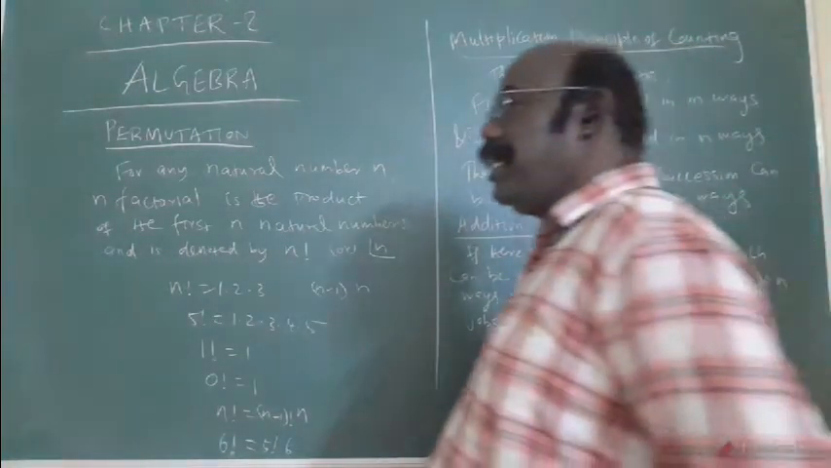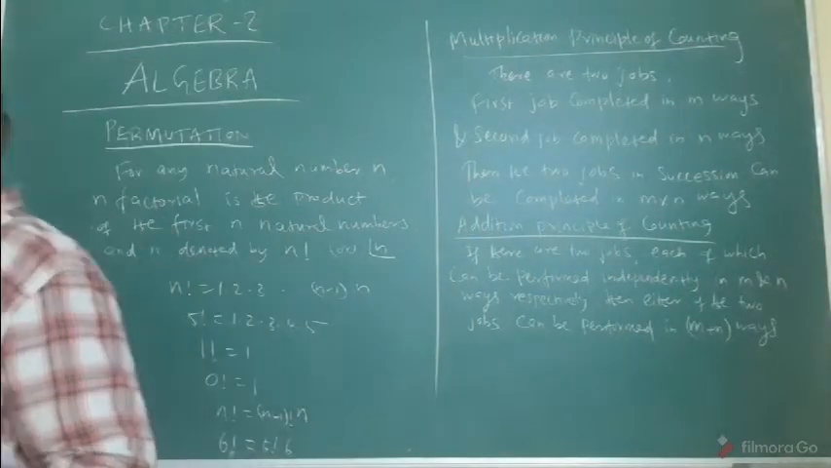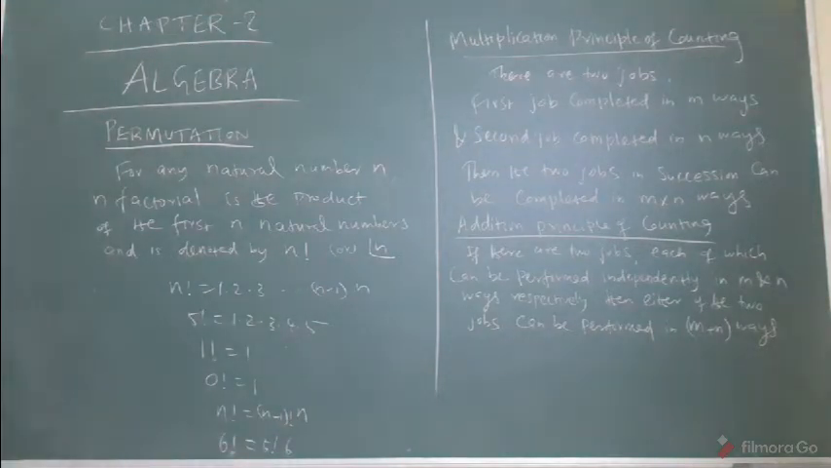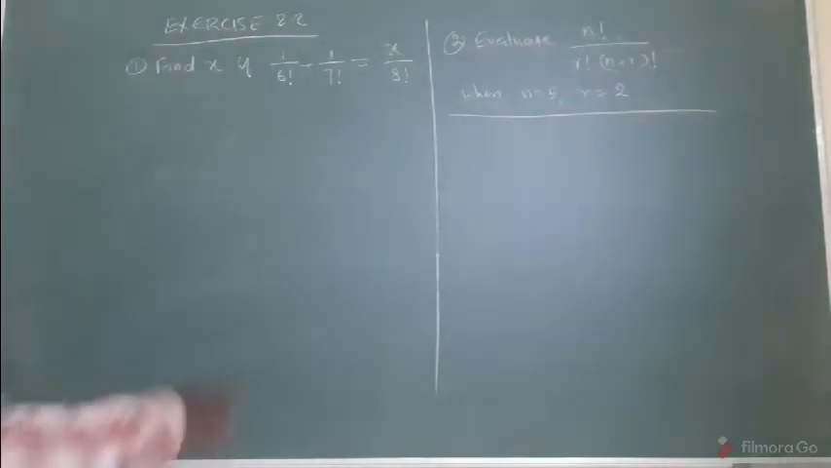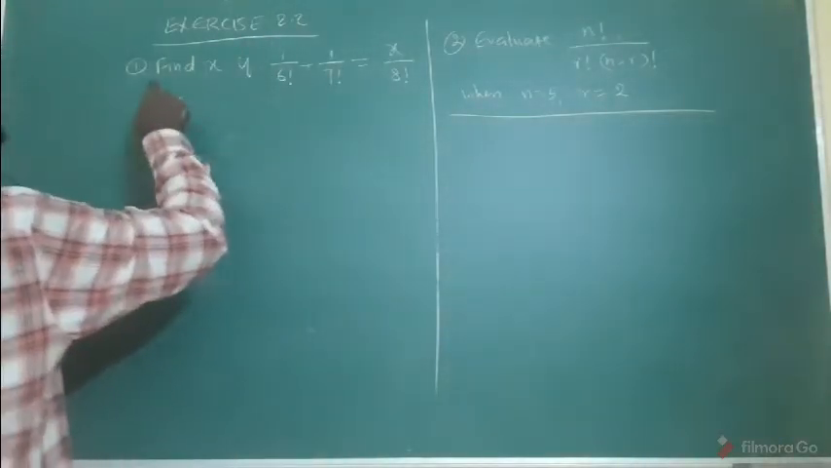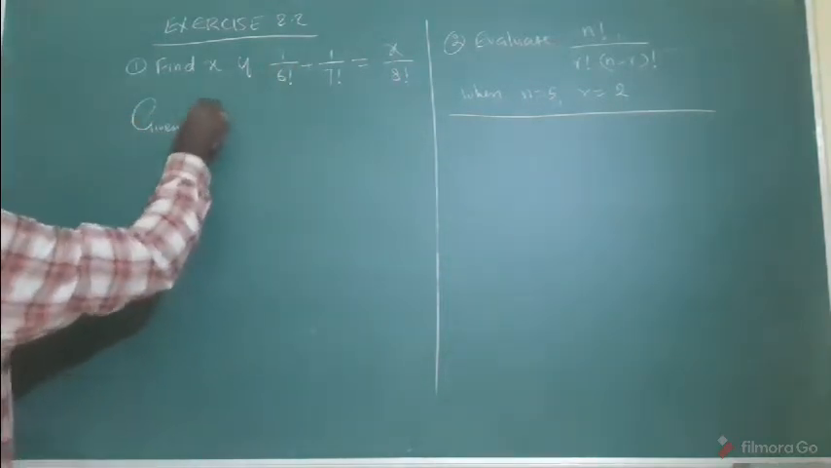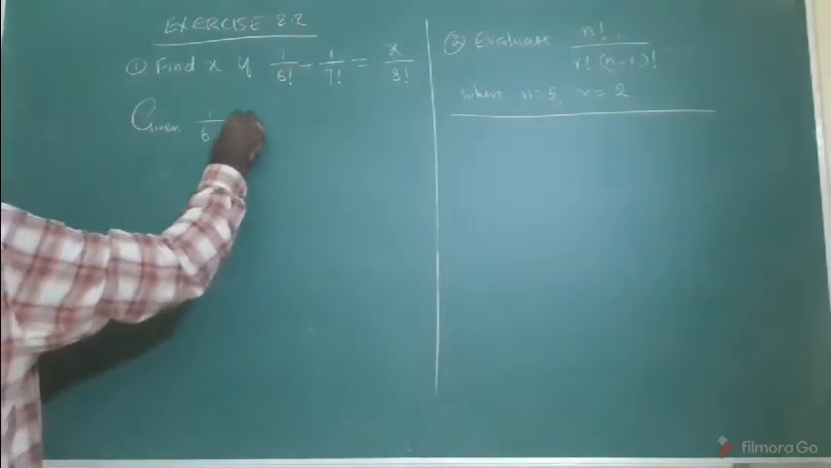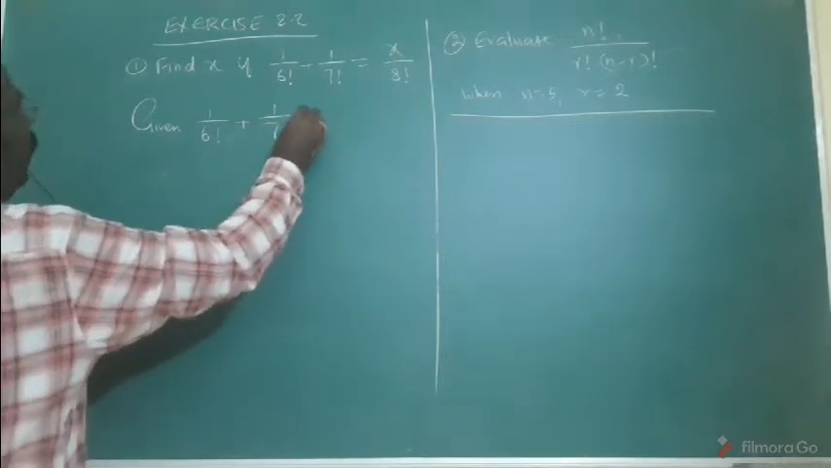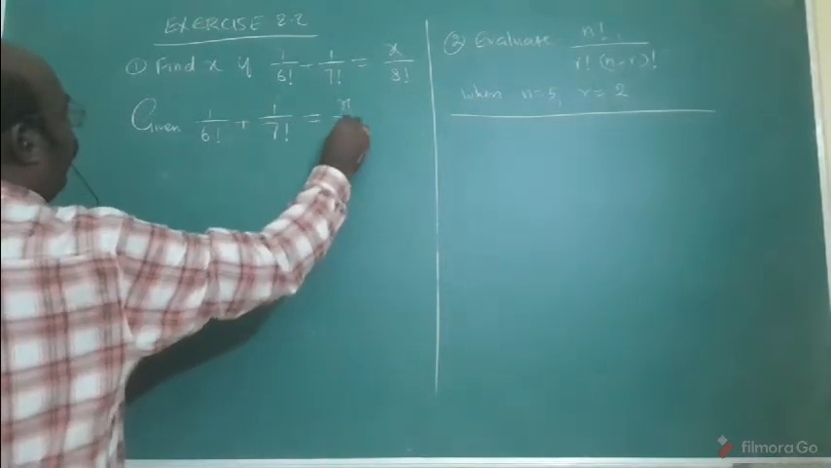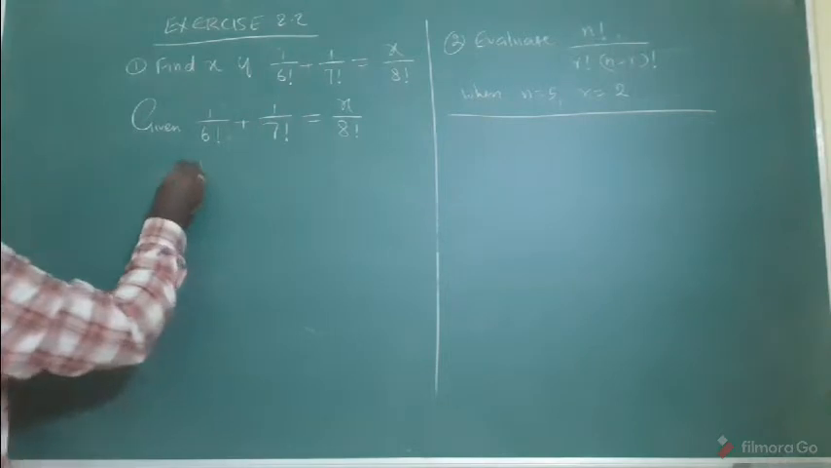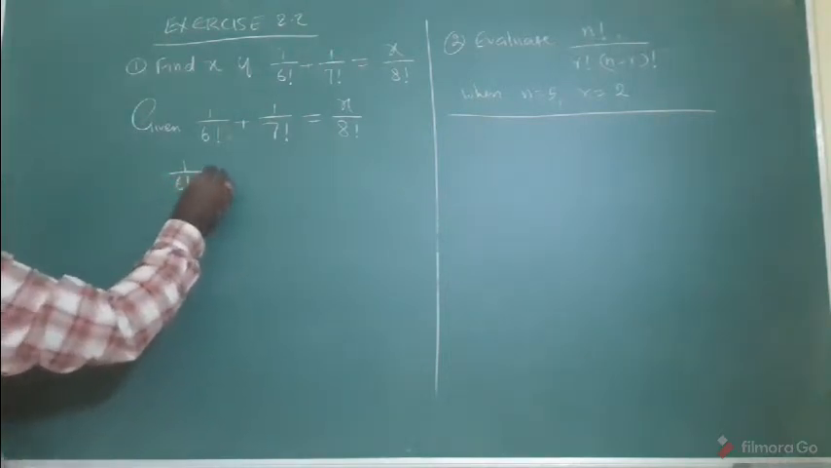Now, if I use this idea, exercise problem 2.2. Exercise 2.2. What I told you? 2.1, the first exercise, I will do later. Now, exercise 2.2, the first question: find x. What is given? 1 by 6 factorial plus 1 by 7 factorial equal to x by 8 factorial. What is the minimum number? The minimum number is simply fixed here.